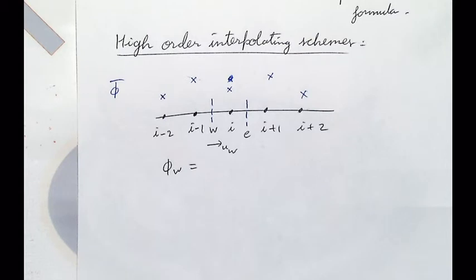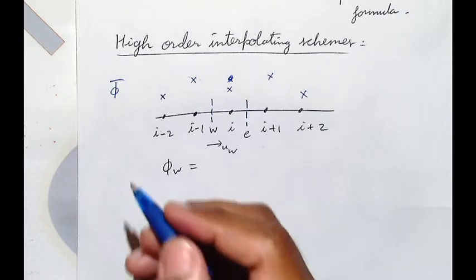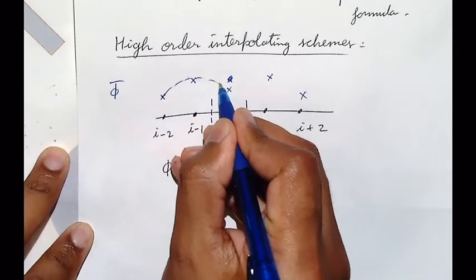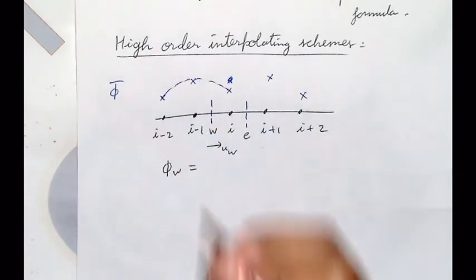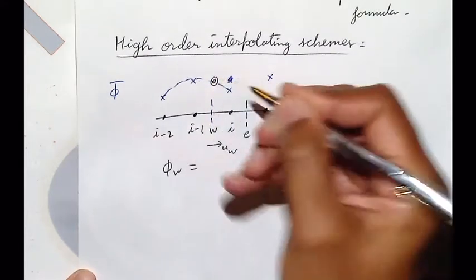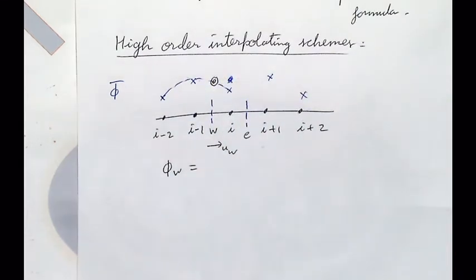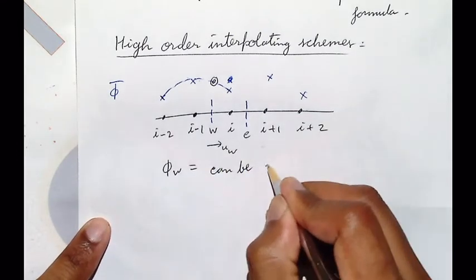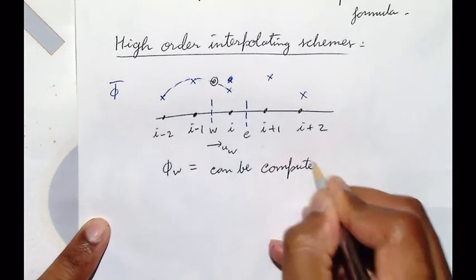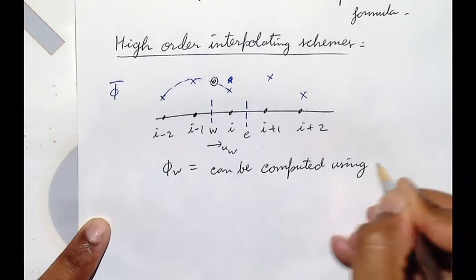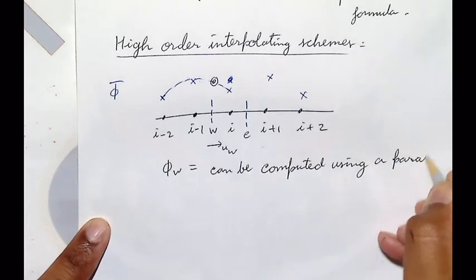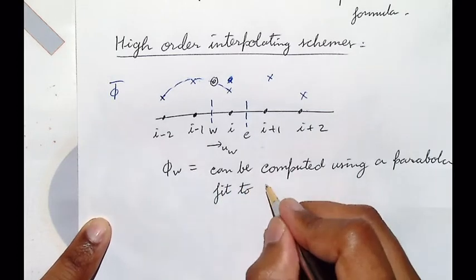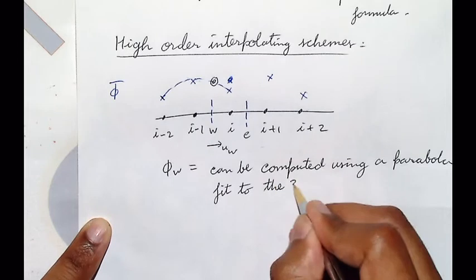Polynomial. All right, what polynomial? Third order. Parabola, yeah. Right? So we can fit this polynomial and this is our value that we want. Okay? So phi w can be computed using a parabola fit to the 3 upwinded points.